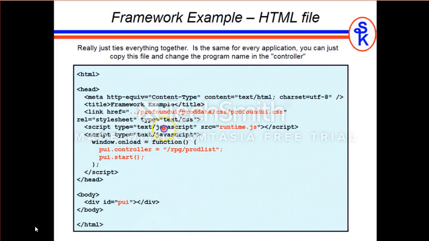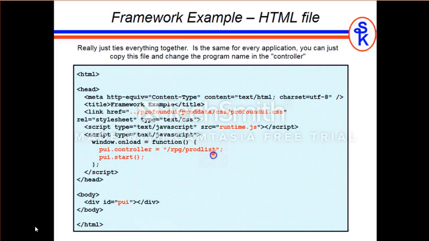And then when the page is finished loading, so all this stuff is finished loading, this function window.onload will run. What it does is it sets a variable with the name of the RPG program. Remember, I had a URL before where /RPG meant to run an RPG program, so I've got /RPG. In this case, I'm running a program called prodlist. And then when I do PUI start, that starts up the framework.